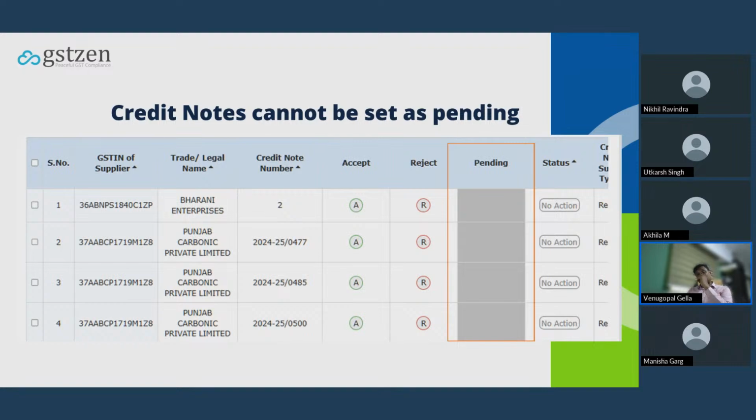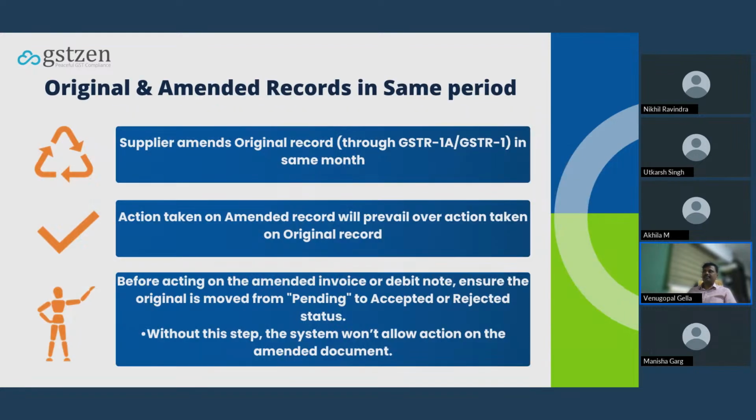And for the credit notes action, if you see on the portal, the pending button is greyed out, so it cannot be marked as pending. If the original and amended records are in the same period, so GSTR-1 is also there, and through 1A someone has made an amendment, the action taken on the amended record will prevail over the original record.